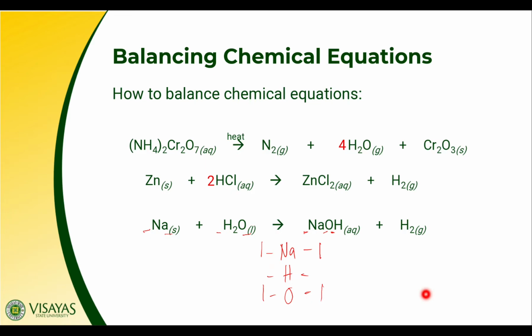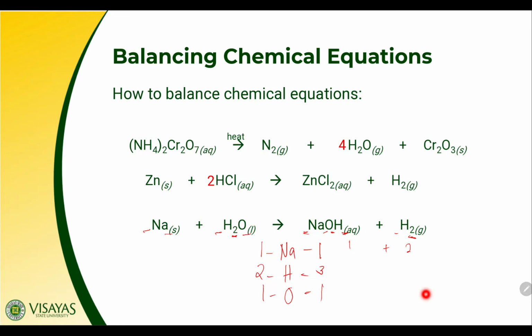Next, hydrogens. On the left side of the equation, we have 2 times 1 in here. We have 2. On the right side of the equation, we have 2 times 1 is 2. Then we have another one here. 1 times 1 is 1. So 1 plus 2 is 3. We don't have a balanced number for hydrogen atoms in the equation.